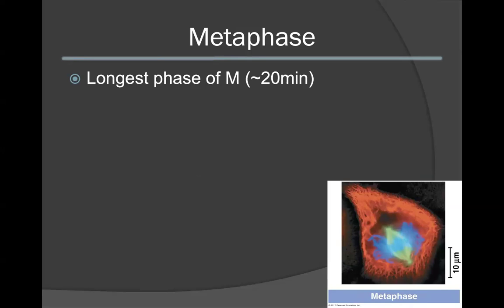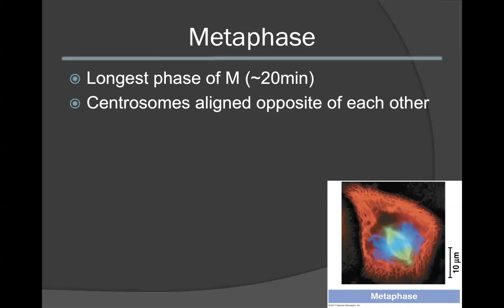We now enter into metaphase, which is considered to be the longest phase of mitosis. In this phase, the centrosomes are going to be aligned at opposite poles, which we can see in the diagram below. We have the centrosomes originating at the top and bottom of the cell. They also have their microtubules extending towards the center to attach to the kinetochores of the chromosomes.